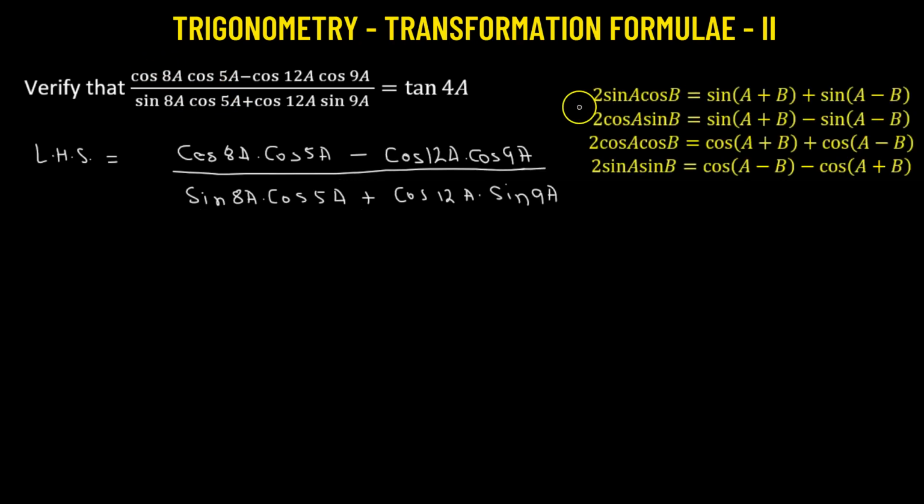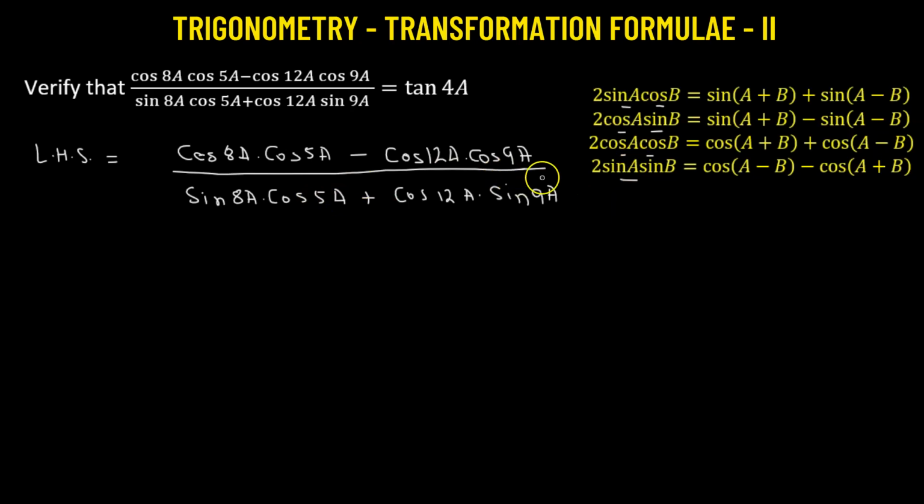So here we have the four transformation formulas. If we have the product of sine A and cosine B, it transforms as a sum of two sine functions. If we have the product of cosine A and sine B, it transforms as a difference of two sine functions. Similarly, the product of two cosine functions transforms as a sum of two cosine functions, and the product of two sine functions transforms as a difference of two cosine functions. Accordingly, we'll apply these transformation formulas.